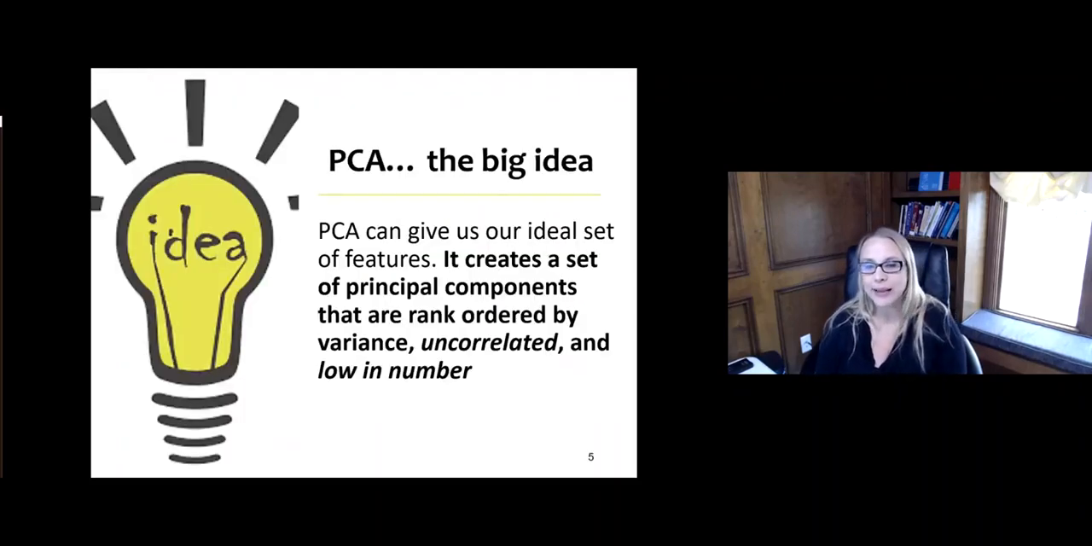So the big idea with PCA is that it can give us our ideal set of features. It creates a set of principal components that are rank ordered by variance and uncorrelated, and we have a lower number. So it really hits on all of the things we just talked about in the last couple of slides that can be issues with our data features.